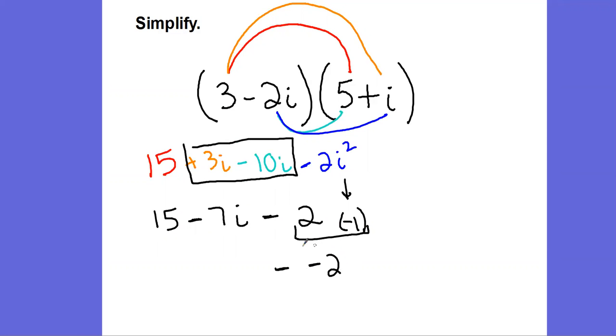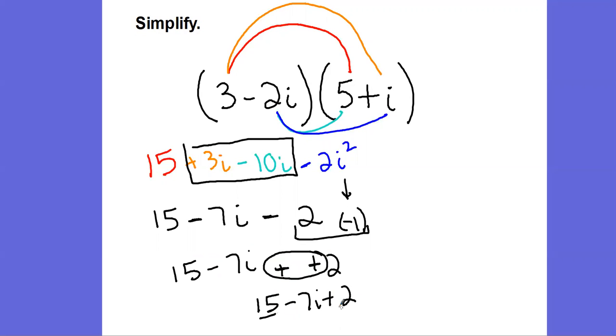So bring the minus sign down, bring the rest of this down. So this is 15 minus 7i minus negative 2. Subtracting a negative, that's the same as adding. So we can think of this as 15 minus 7i plus 2. Combine our like terms. Positive 15 and positive 2 would be 17. And you have this minus 7i here. Final answer would be 17 minus 7i.